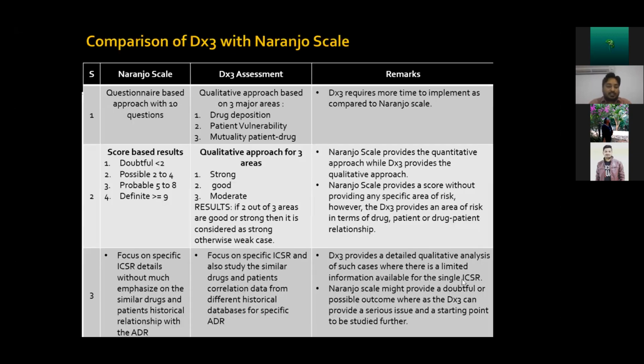So if I compare the DX3 with the Naranjo scale, I can conclude that the Naranjo scale is a questionnaire-based approach with 10 questions, while DX3 is a qualitative approach based on three major areas: the drug disposition, patient vulnerability, and causality. So I can conclude that DX3 requires more time to implement as compared to the Naranjo scale.